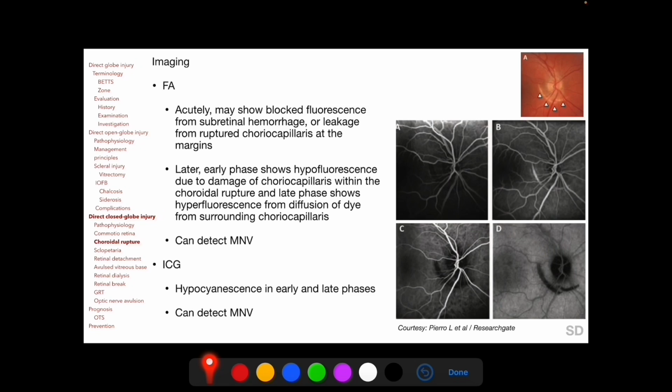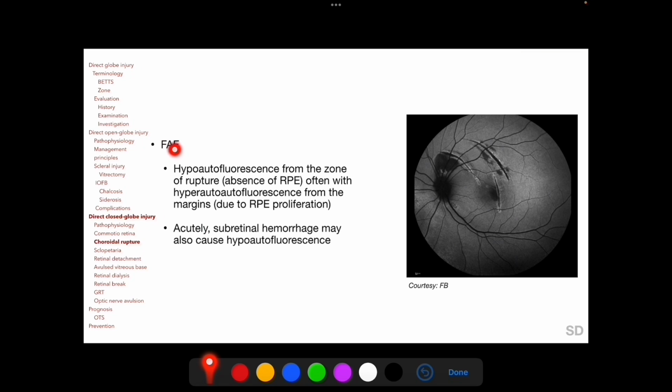Fundus autofluorescence shows hypoautofluorescence from the zone of rupture due to absence of retinal pigment epithelium within the rupture, as seen here in this photograph, often with hyperautofluorescence from the margins of the rupture due to RPE proliferation. But soon after the trauma, subretinal hemorrhage may also cause hypoautofluorescence.